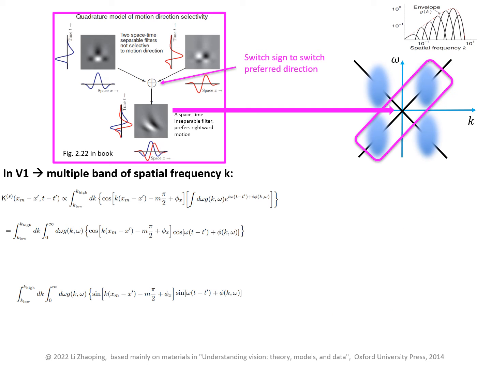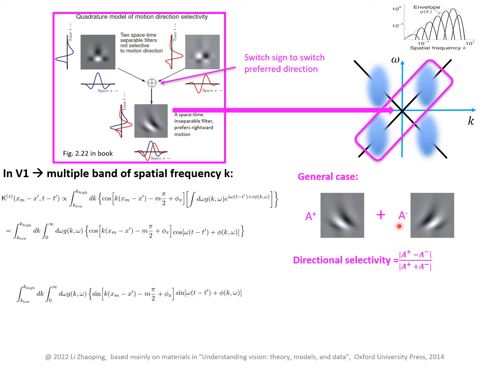However, in general, neurons are typically not purely for one direction or the other, but rather a combination of the two motion directions with weights A+ and A- respectively. One can then characterize the directional selectivity of these neurons by this index. This index will be 1 if the neuron is purely for one motion direction, this one or that one, and 0 if the neuron is not tuned to direction at all. For more mathematical details, see the textbook.